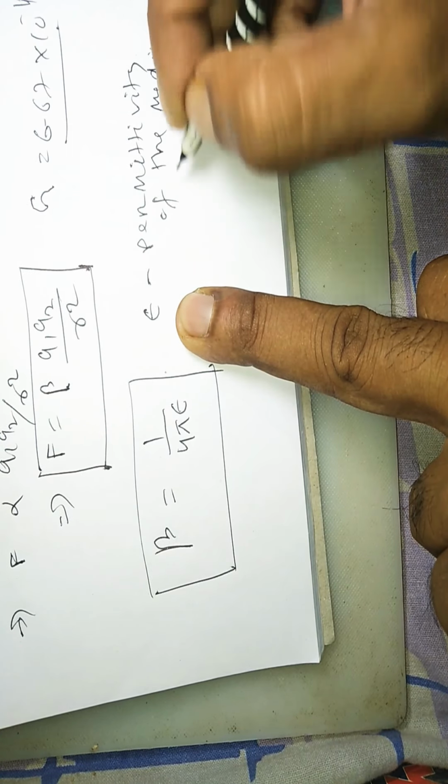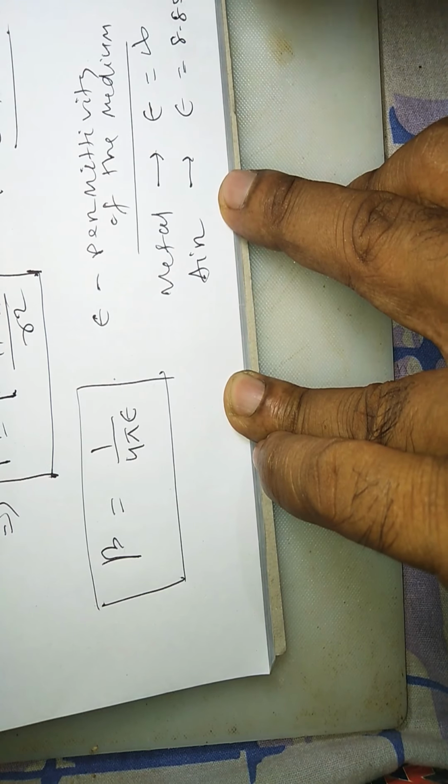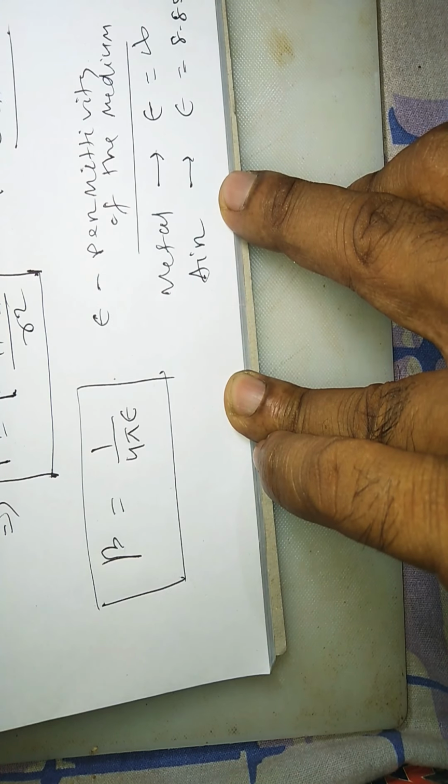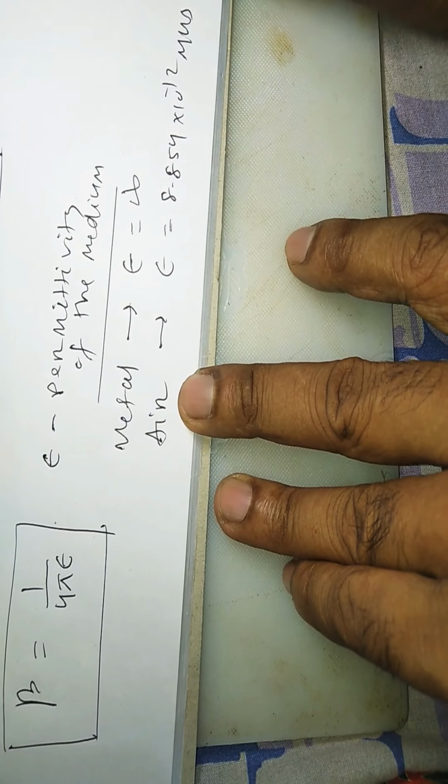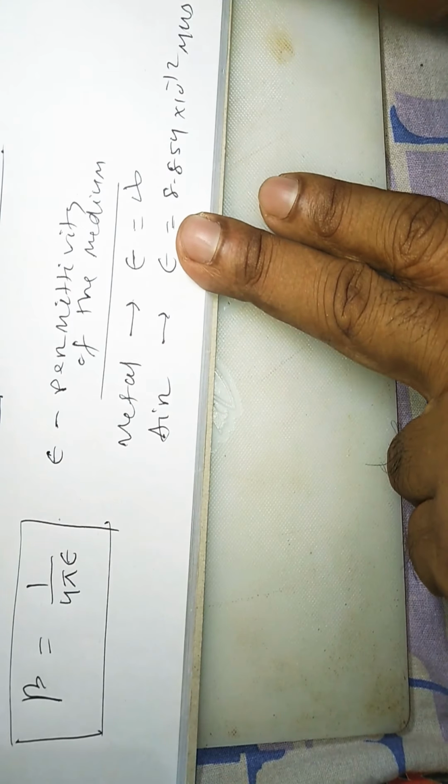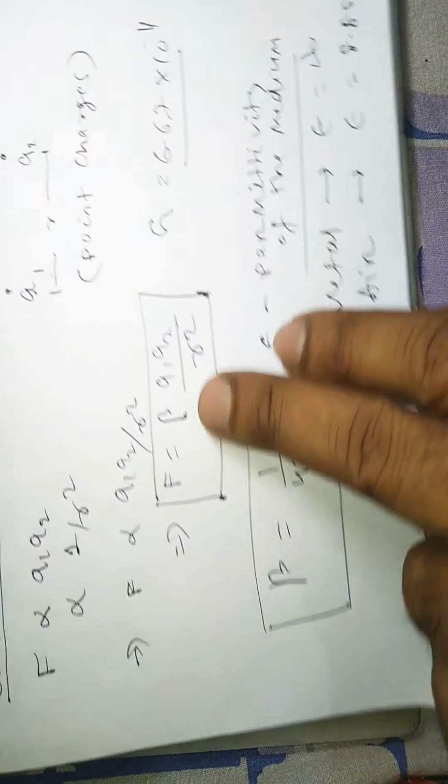As far as you know, the conductivity of metal is the highest, that is why the permittivity of metal is also the highest, and we take it as infinite. Similarly, the conductivity of air and vacuum is the lowest, so we assume for it 8.854 10 to the power minus 12 in MK system. Now let us talk about the value of permittivity.